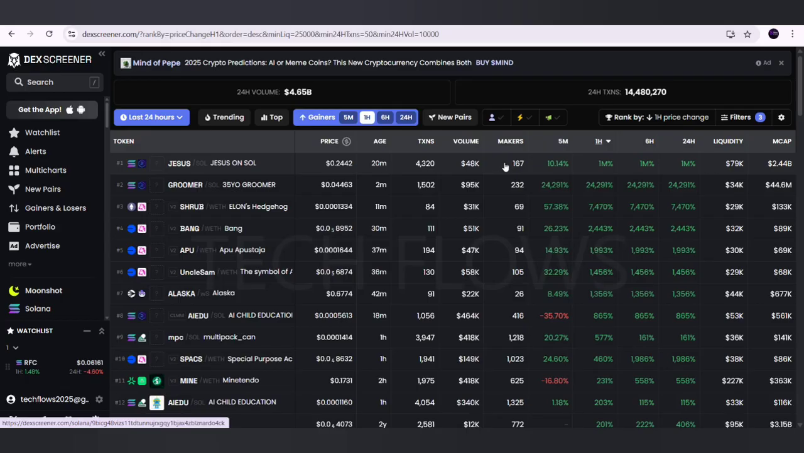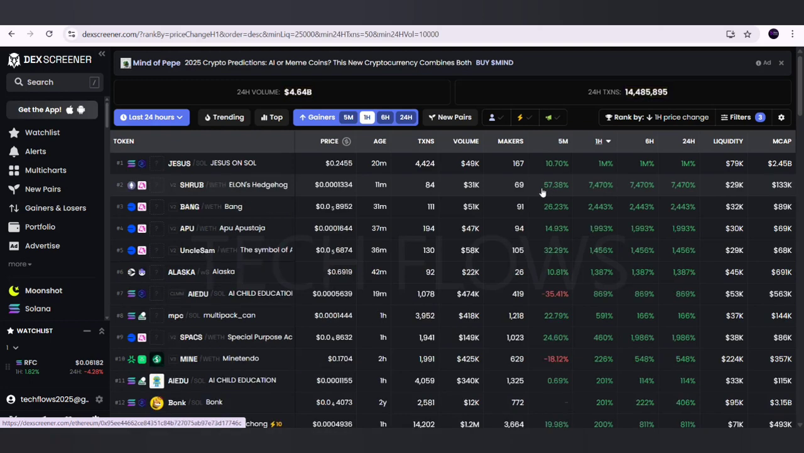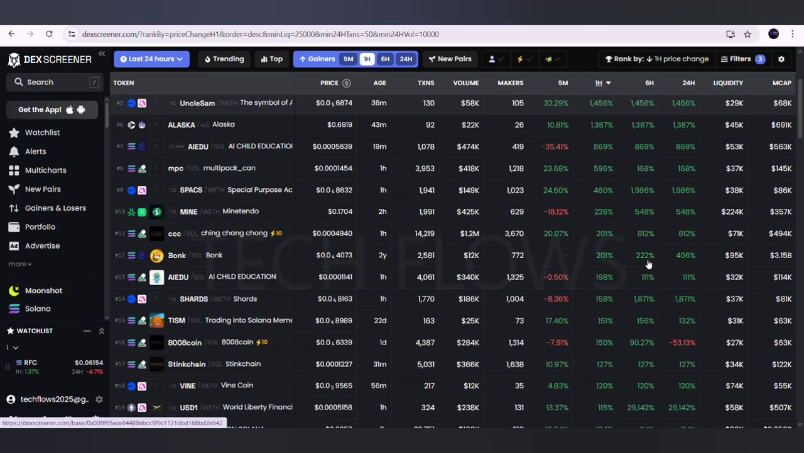So you can see the chart situation also here. In 5 minutes, this token was up 10%, 1 hour, 1 million%, 6 hour, and so on. You can see, for example, this token in 5 minutes was 24,000%. You see, it's changing.